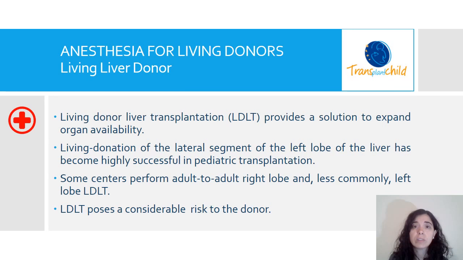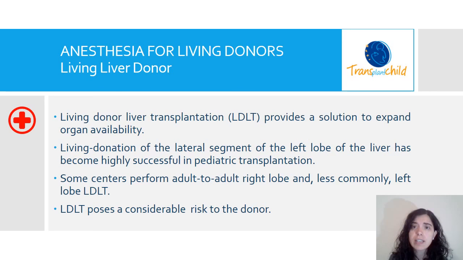Now let's talk about living donor liver transplantation, which provides a solution to expand organ availability. Advantages include, among others, optimization of timing for transplantation and minimal cold ischemia time. It has also been associated with lower recipient mortality compared with waiting for a deceased donor. Living donor liver transplantation has become an accepted practice in pediatric transplantation.